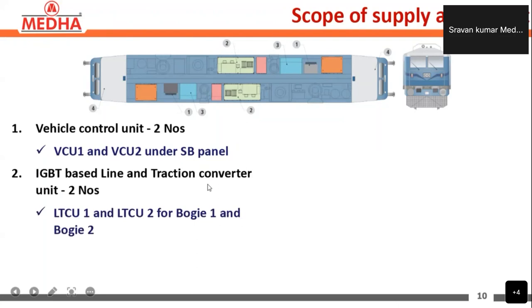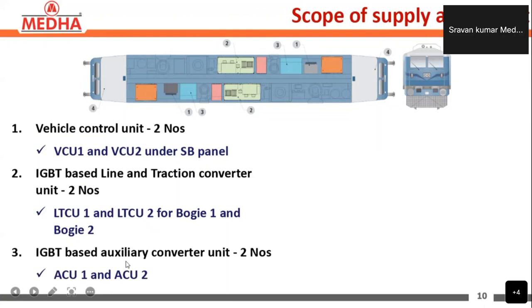Next, the IGBT based line and traction converter units, two numbers, LTC1 and LTC2, for supplying the bogie 1 motors and bogie 2 motors respectively. In the machine room components here, we can see the line and traction converter here and the line and traction converter here, LTC1 and LTC2. Then the IGBT based auxiliary converter units, two numbers, AC1 and AC2, auxiliary control cubicle 1 and auxiliary control cubicle 2. The placement and location of these auxiliary converters would be here, AC1 and AC2.